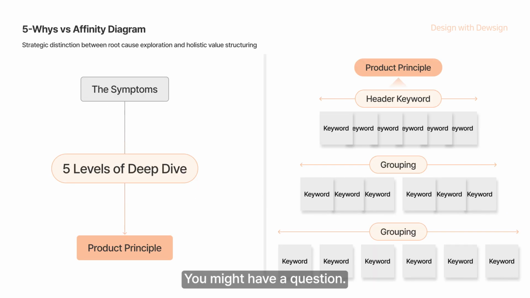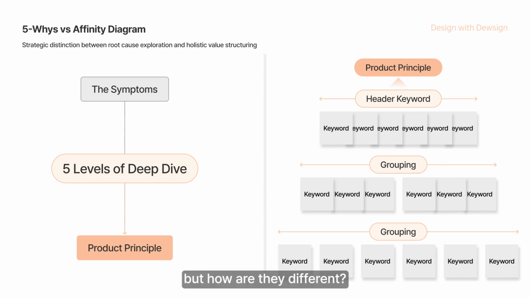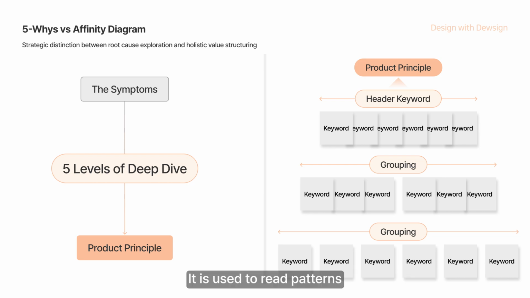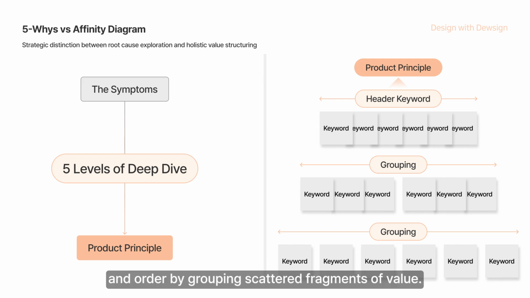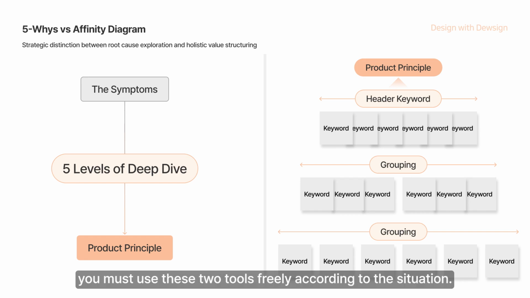You might have a question. Both 5 whys and the affinity diagram seek the essence, but how are they different? The 5 whys is a method of digging down vertically. It is useful for finding the root of one specific problem. On the other hand, the affinity diagram is a method of structuring horizontally. It is used to read patterns and order by grouping scattered fragments of value. To build solid principles, you must use these two tools freely according to the situation.